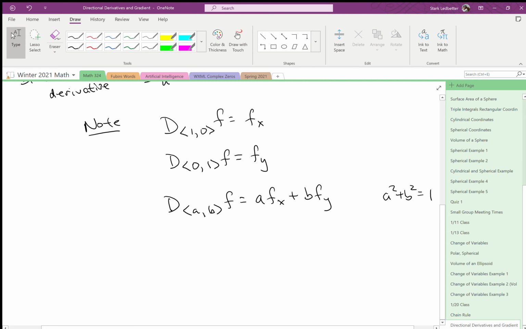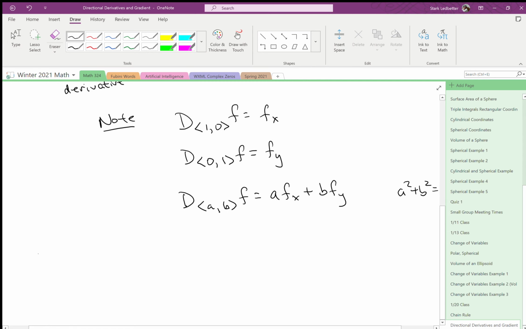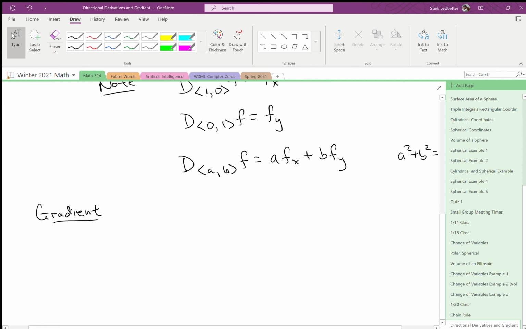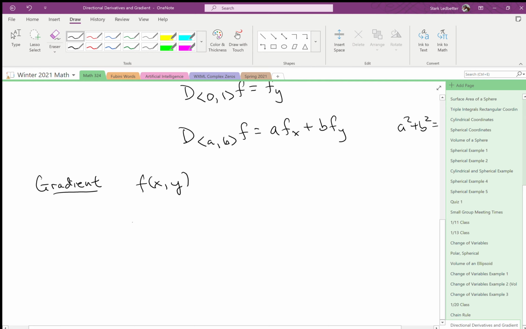That's what unit vector means. Okay, we've got some other notation. We're going to introduce the gradient. Gradient is just convenient notation. So if you have some function f in terms of x and y, we're going to put this upside down triangle. This is often pronounced del, or we say gradient. So the gradient of f, or the del of f, is this vector fx comma fy.